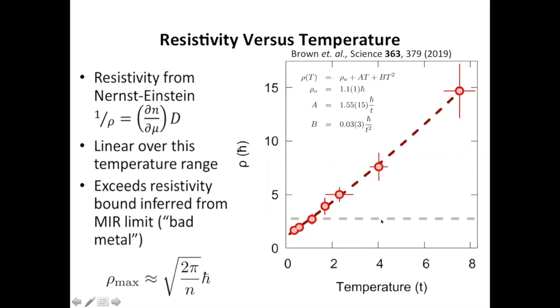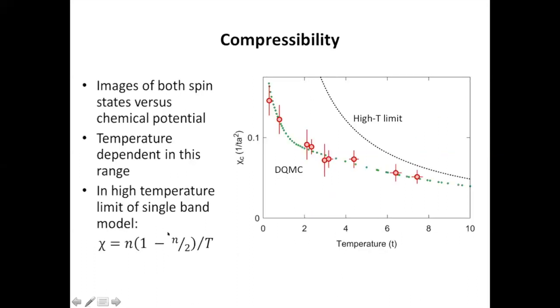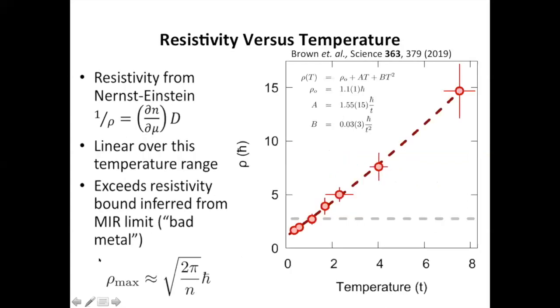Now, it does violate the Mott-Ioffe-Regel limit, but that's not surprising because, as you see from the expression for the compressibility, as you go to infinite temperature, the compressibility goes to 0, so the resistivity is expected to go very high. So that part is not surprising, but the linearity is something that we don't really understand analytically where it comes from, but we can see it in the data.